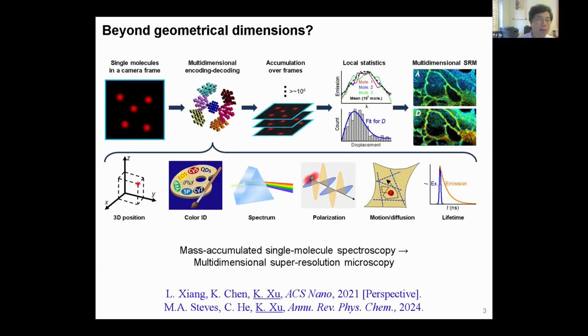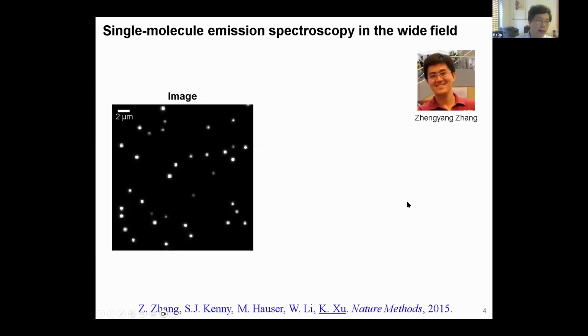But what I'm going to talk about is that indeed we could encode and decode different dimensional information into that, and hopefully by combining all those different frames of data, we should be able to generate a high resolution image containing that different information. I'll be mostly talking about two examples: the spectrum of the single molecule, and the motion and diffusion of the single molecule.